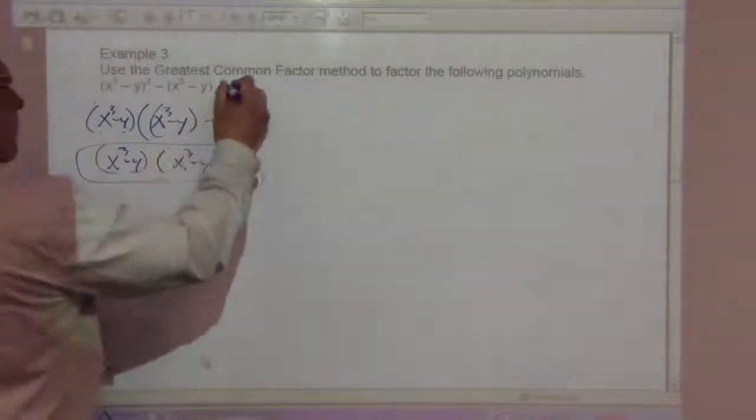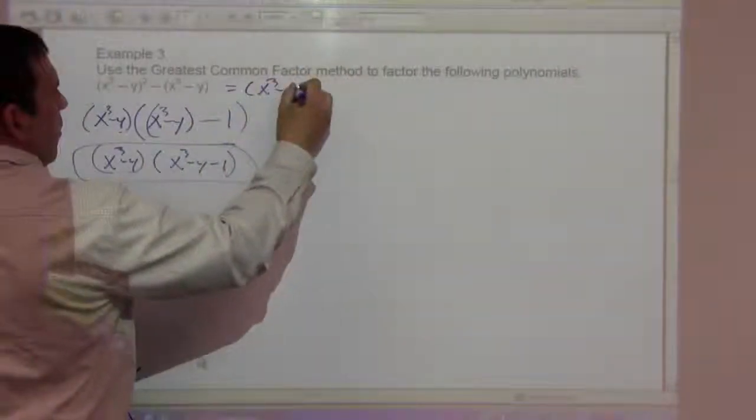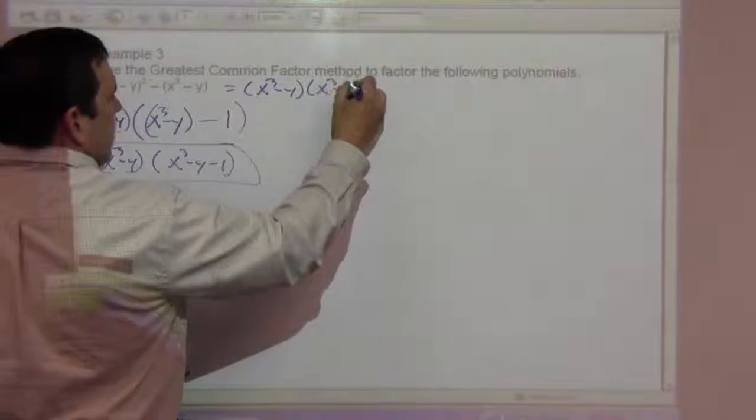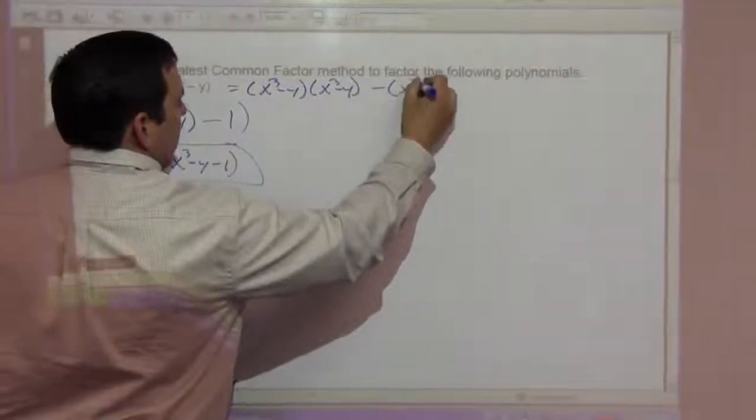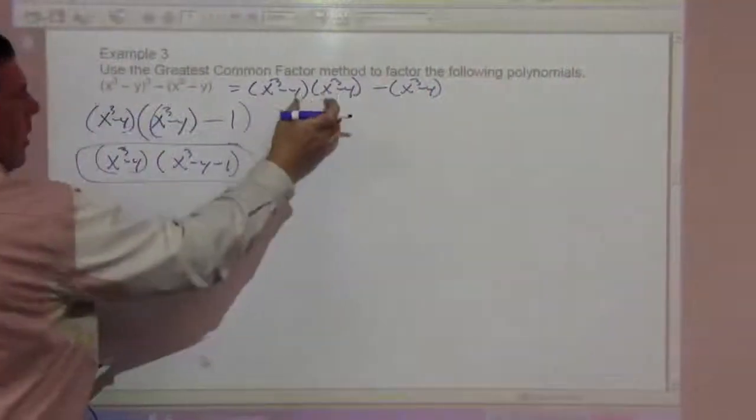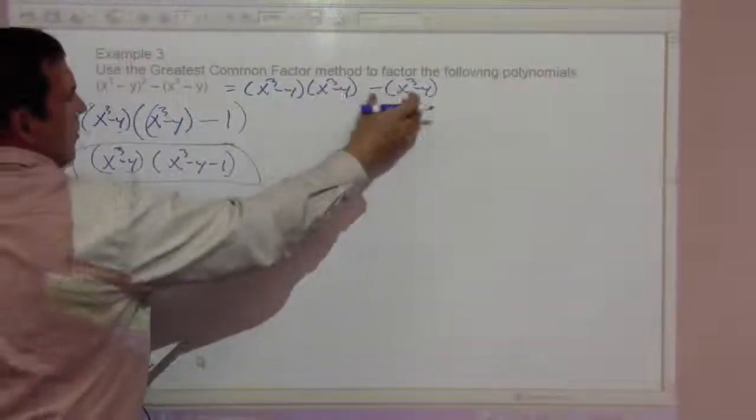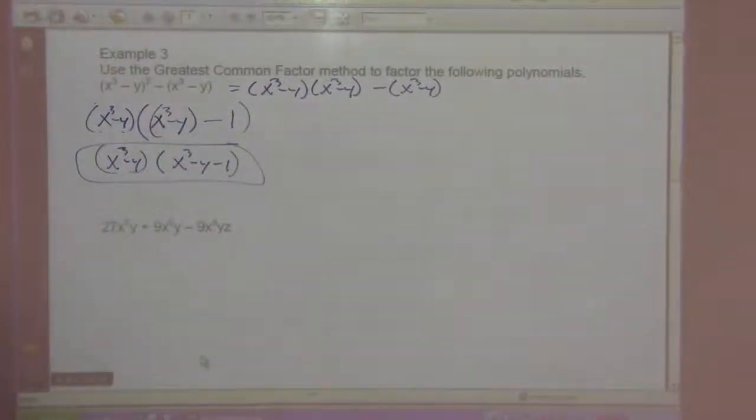If it helps to see this, you might think of this as (x cubed minus y) times (x cubed minus y) minus (x cubed minus y), so that you see, oh, I can divide that part out of these two. For the next one, what do we have?